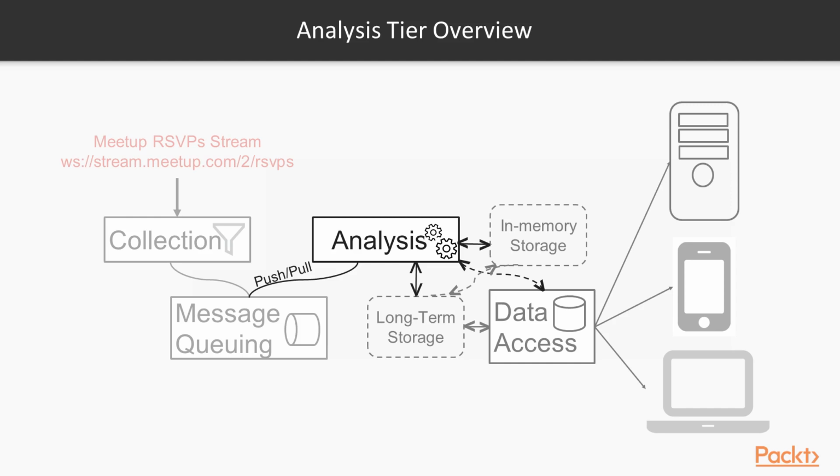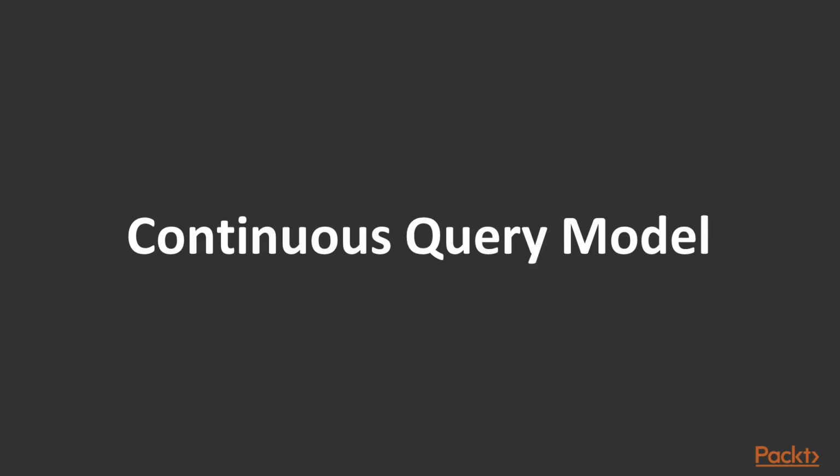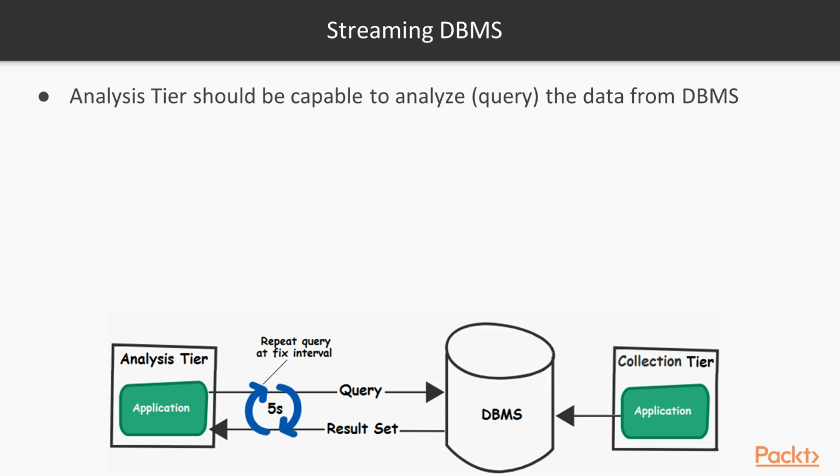In our case, the analysis tier will be Apache Spark, and it will ingest data from Apache Kafka and publish the results in MongoDB. But let's take it step by step and let's start by discussing the continuous query model. In order to understand the meaning of continuous query model, let's assume that the analysis tier should be capable of analyzing or querying the data from a database.